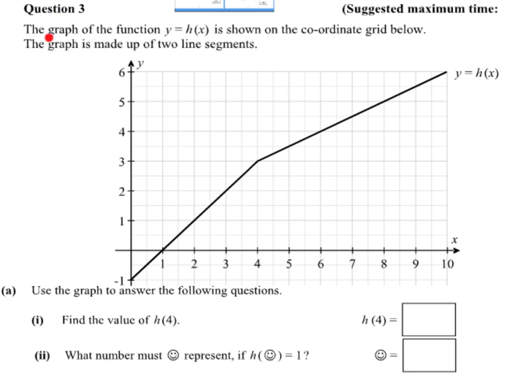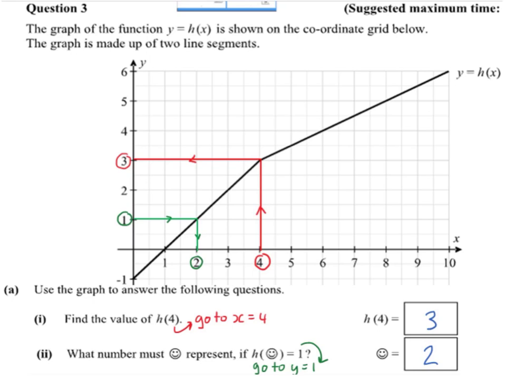Question 3. The graph of the function y equals h of x is shown on the coordinate grid below. So this is the coordinate grid, the xy axis, and this is the function y equals h of x. The graph is made up of two line segments. So here's the first line segment, and here's the second line segment. Use the graph to answer the following questions. Find the value of h of 4, and what number must this symbol represent if h of that symbol is equal to 12?